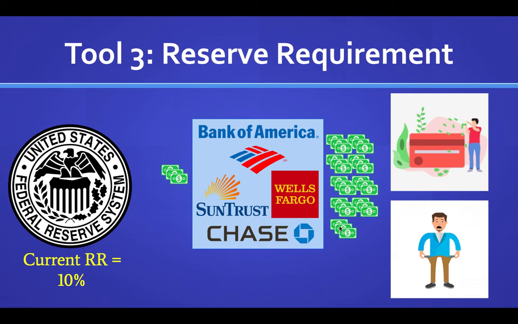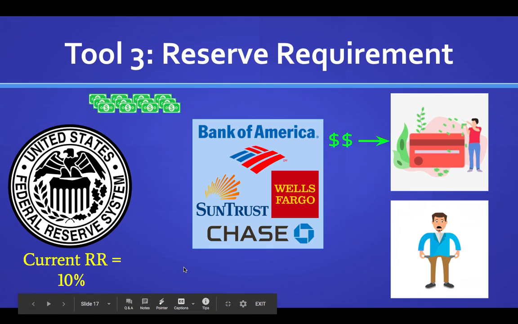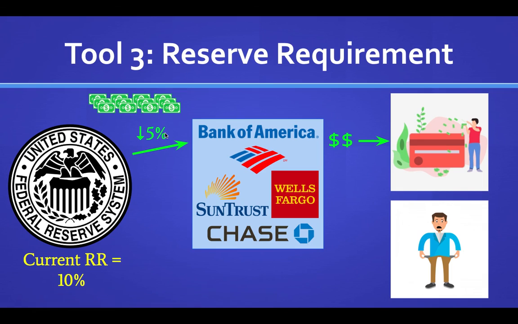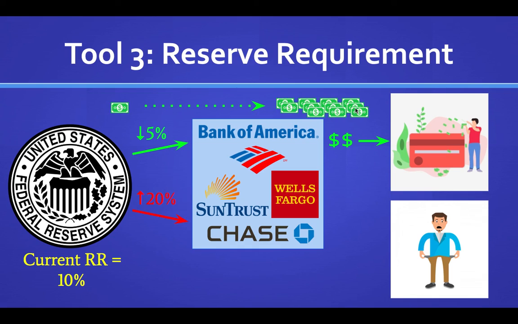So the reserve requirement currently is 10%. But if we were to lower it to 5%, that would mean that they could keep even less money at the bank and loan out more money. Oh, I see. Yeah. So keep even fewer dollars at the bank, loan out more. That would help us increase economic activity.